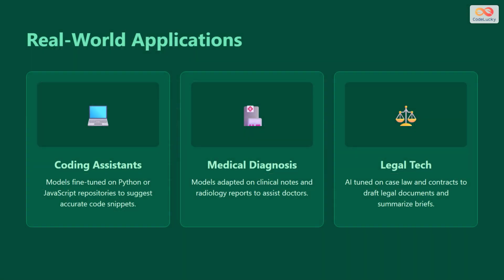We see this everywhere today. Coding assistants are fine-tuned on millions of lines of code. Medical AI is trained on doctors' notes and radiology reports to help diagnosis. Legal tech uses fine-tuning to draft contracts and summarize case law accurately. The possibilities are endless.